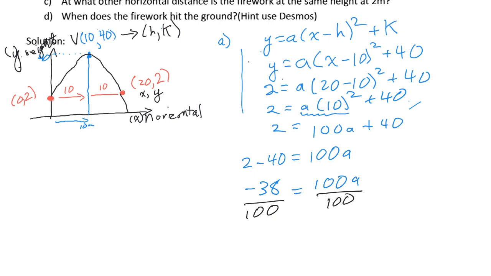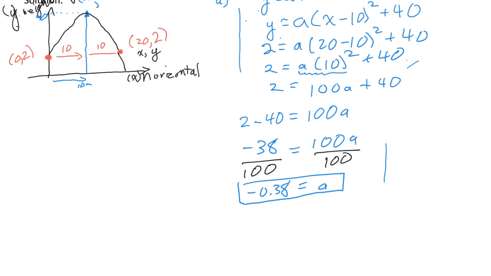and we can use the a value here to 2 decimal places. So a is going to be negative 0.38. Once I've got that, what you need to do is restate the equation. And we'll do that right now.